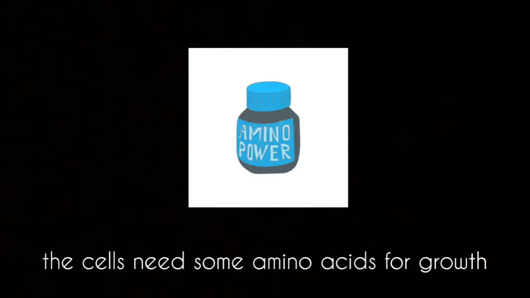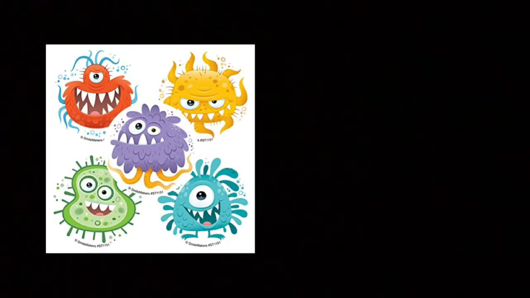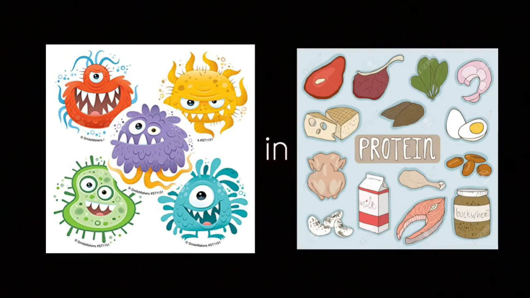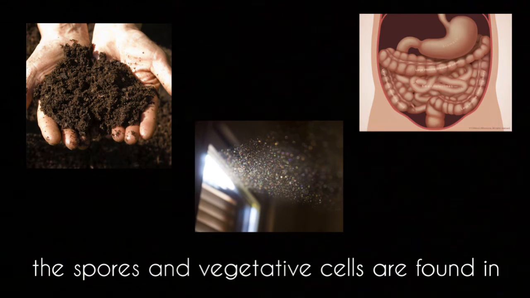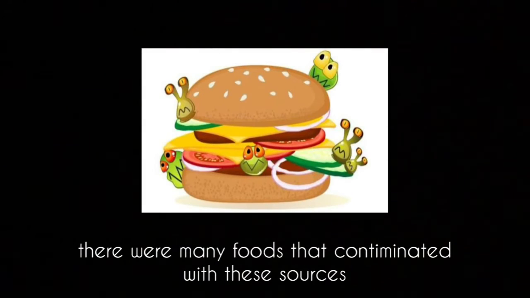Other than that, the cells need some amino acids for growth, and that is why they can grow very effectively in many protein foods. More than that, the spores and vegetative cells are found in soil, dust, and the intestinal contents of animals and humans. There are many foods that are contaminated by these sources.